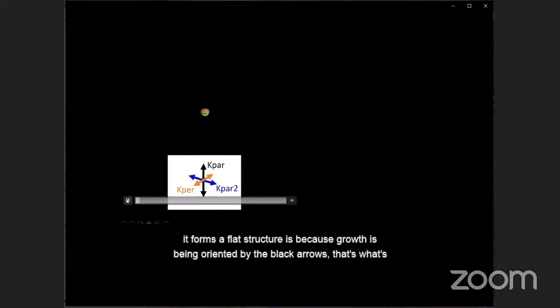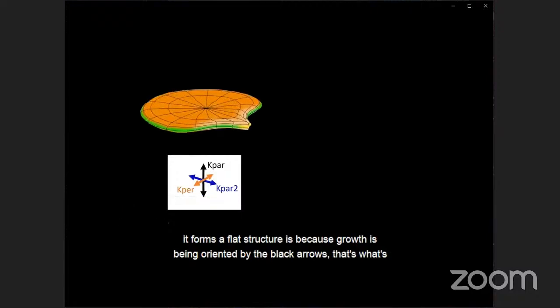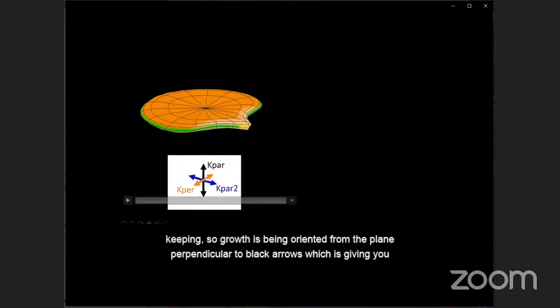And remember that the reason it forms a flat structure is because growth is being oriented by the black arrows. That's what's keeping it. So growth is being oriented in the plane perpendicular to the black arrows, which is giving you this sheet-like structure. It's no longer a disc. It's narrowed at one end more to be like a leaf, because in addition to growth being oriented by the black arrows, we're also reducing growth parallel to the orange arrows at one end of our structure, which is what gives you this narrowing at one end. All right, so using this, we can generate a leaf-like shape.